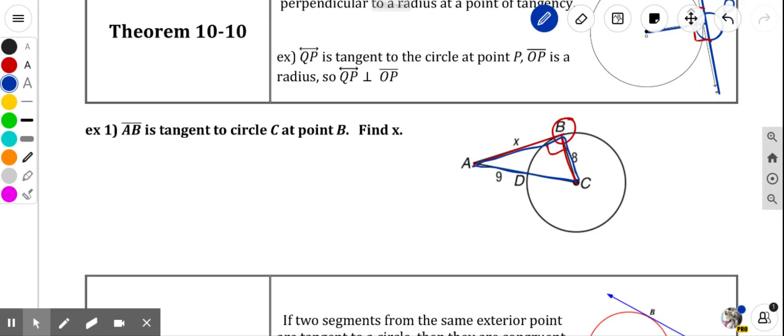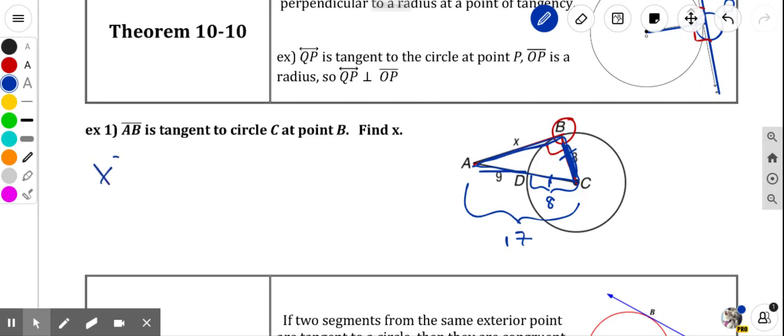Think about right triangles. We can use the Pythagorean theorem. We know that this part's 8, this part's 9, and this is X. We don't know what this piece is. However, this is a radius, and remember that all radii are congruent in a circle. So this is also 8, making this whole piece 17. We're going to use that. That's your C, your hypotenuse. Then your 8 here is a leg, and the X is another leg.